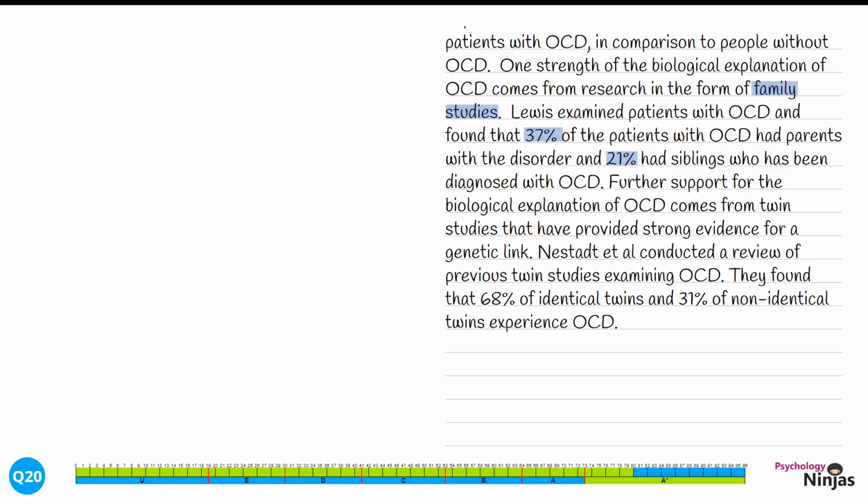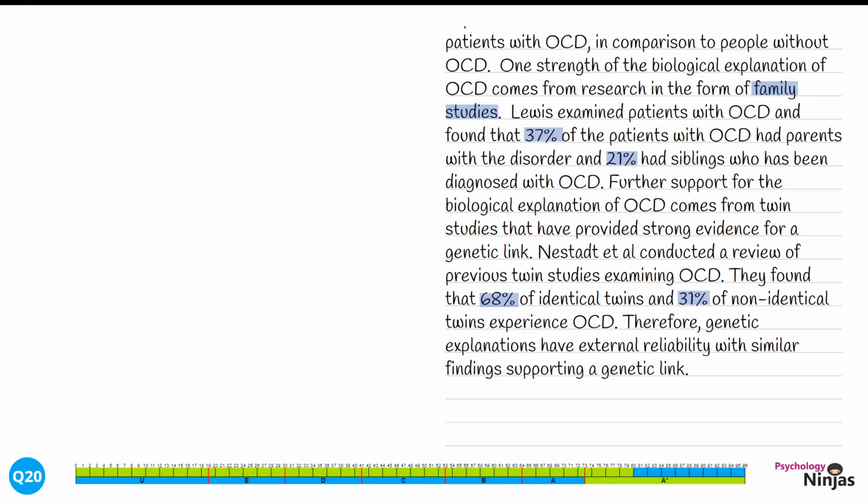For our genetic link to be true, again it's important that monozygotic or identical twins have a higher percentage of OCD than non-identical twins. This is because identical twins or monozygotic twins are genetically identical. We're going to give a mini judgment next to round off this evaluation paragraph.